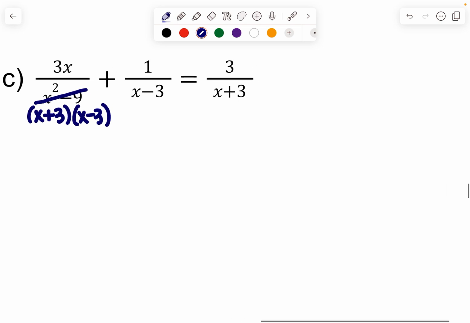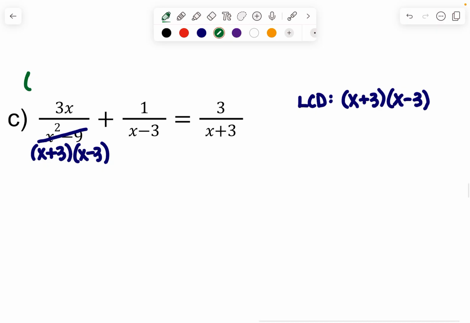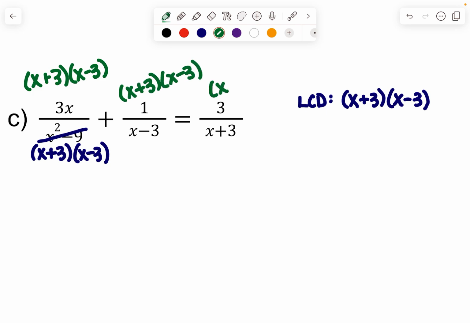And we're going to state our LCD. Our first fraction, we have a denominator of x plus 3, x minus 3. Our second denominator is already factored, x minus 3, which we already have listed. And then x plus 3, which we also have listed. So we're now going to take our LCD and we're going to write it above every term. And then we're going to cancel.